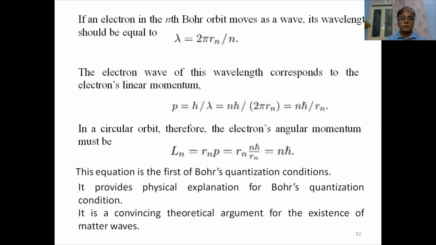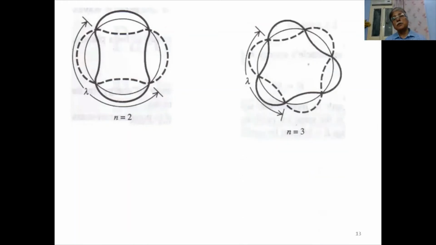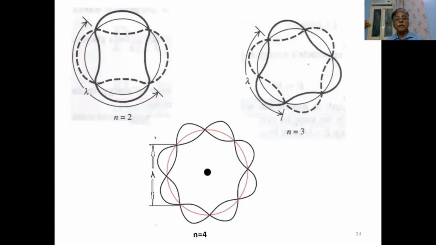Now, this equation, of course, is the first of Bohr's quantization conditions. This provides a physical explanation for Bohr's quantization condition, and it is a convincing theoretical argument for the existence of the de Broglie waves. Now, if n is equal to 2, we have 2 waves fitting onto the circumference. If n is equal to 3, we have 3 waves fitting onto the circumference. If n is equal to 4, we have 4 such waves fitting onto the circumference as per the Bohr model, giving a clue from the de Broglie wavelength into proving the quantization of the angular momentum in the case of the Bohr model.